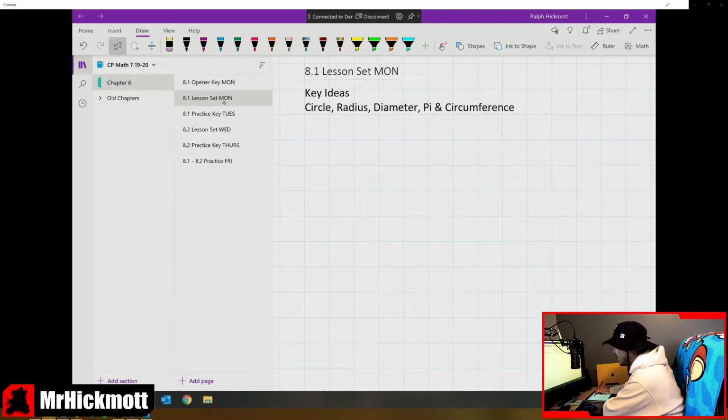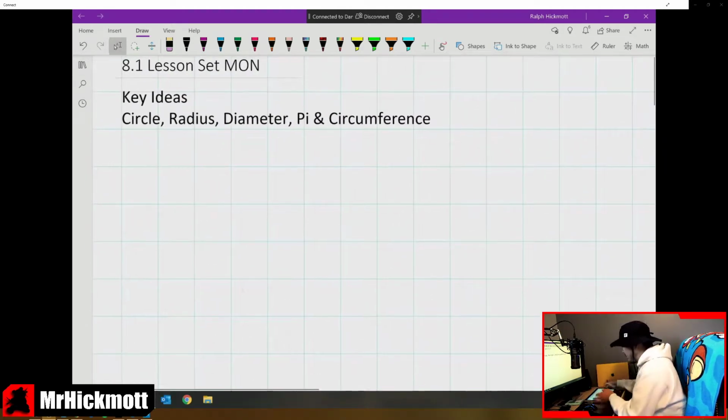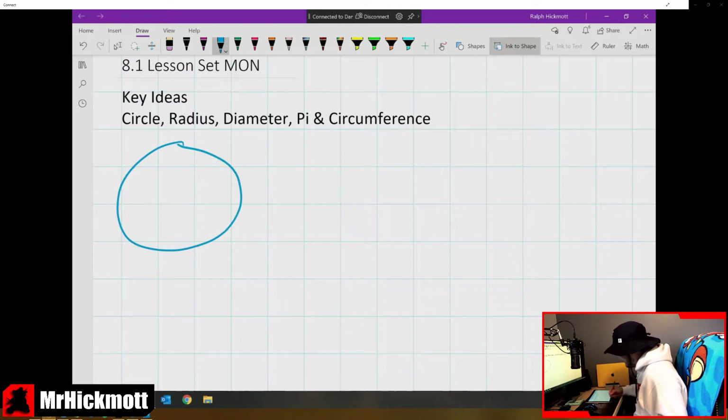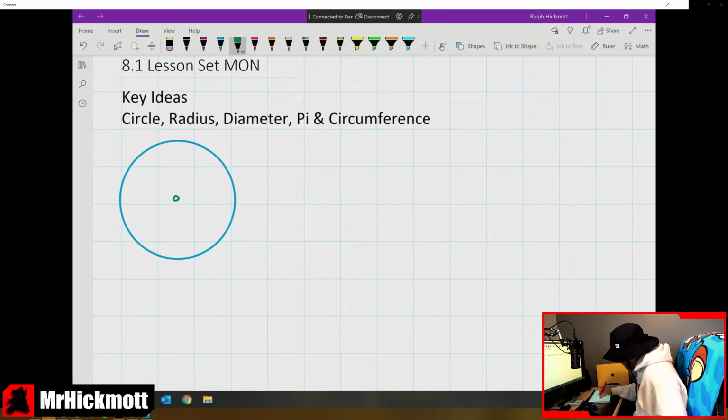I'm going to be looking at the 8.1 lesson set Monday, and first and foremost is the key ideas, as we often start. The key ideas for this section, there's just a few. It's actually a lot easier if we use a diagram. So let's draw a nice, lovely circle, and in this circle, I'm going to put a couple features.